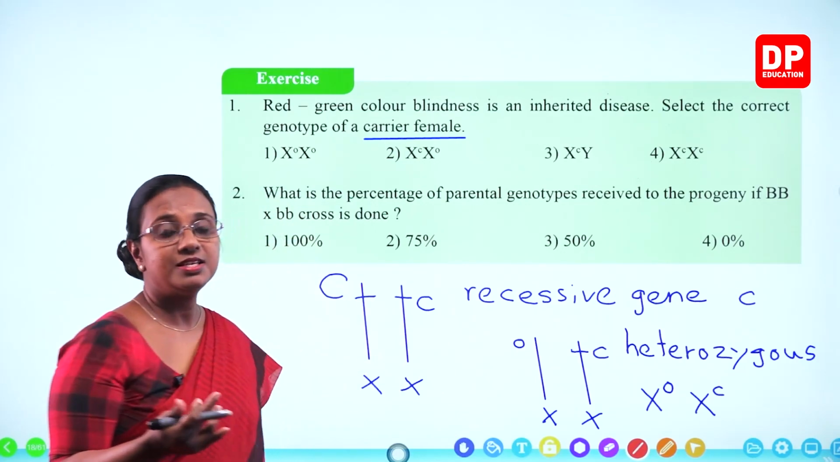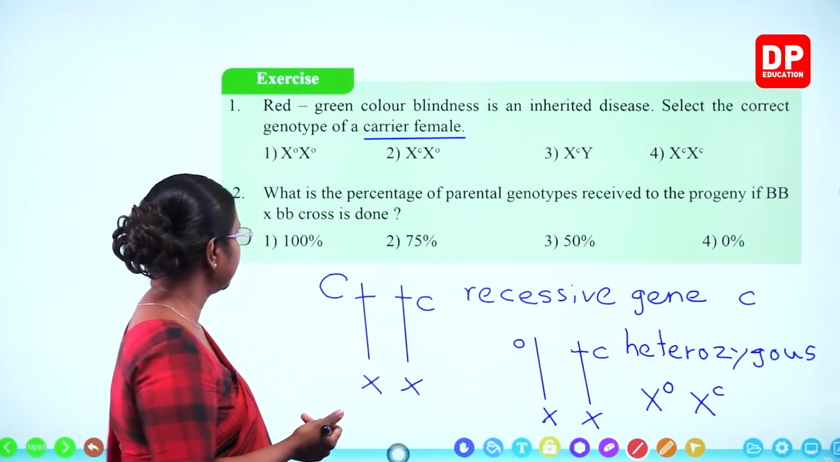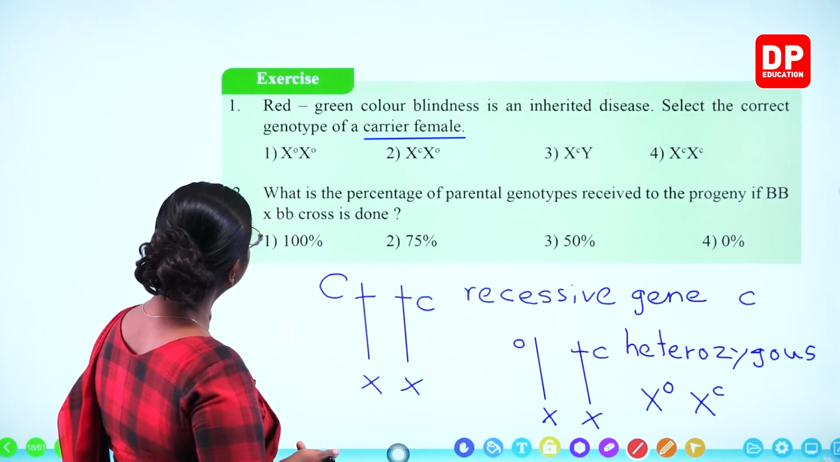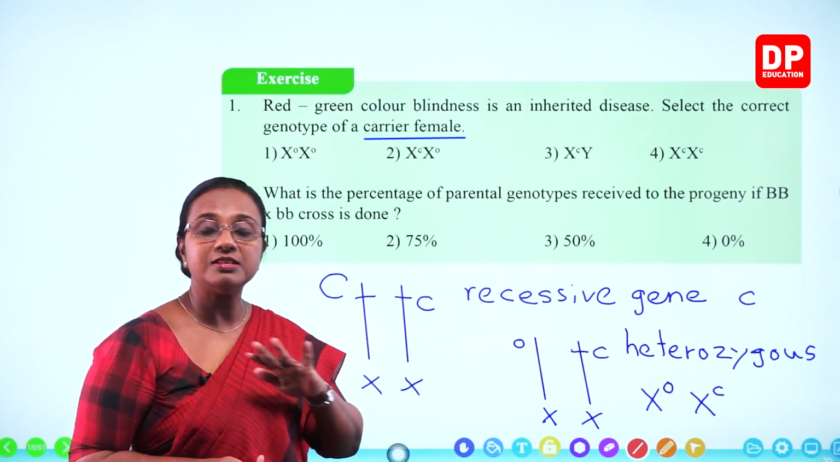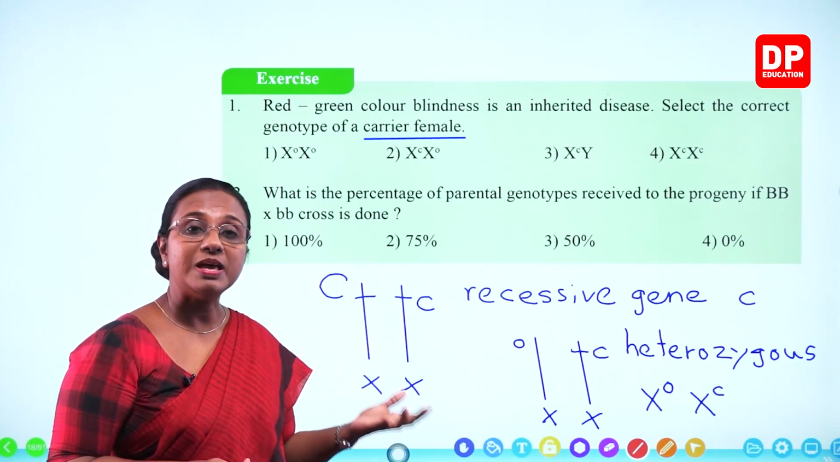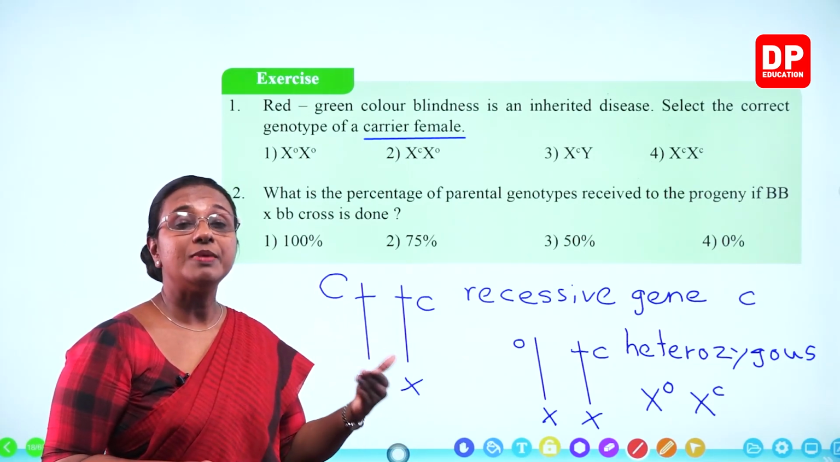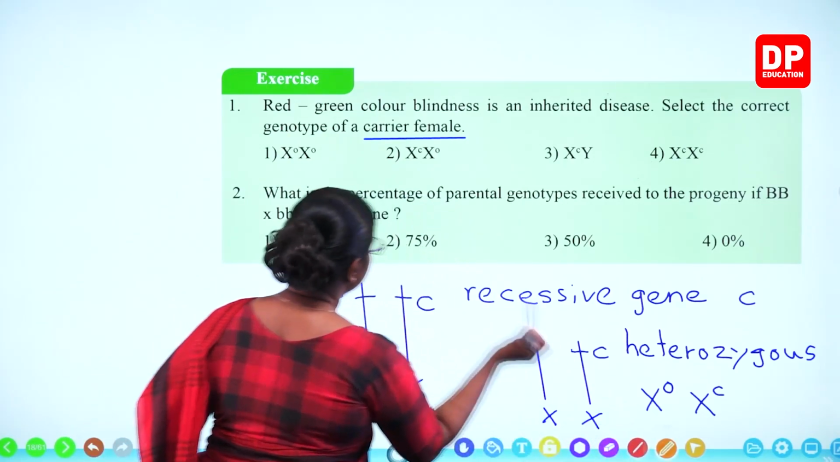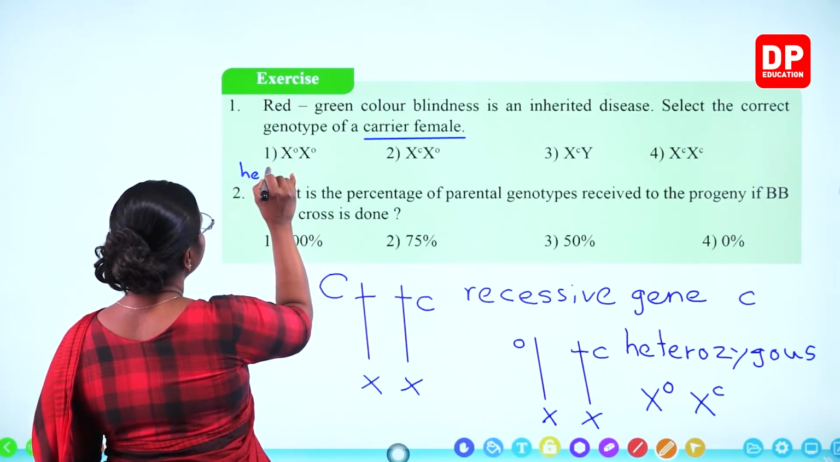So the X and Y situation we don't need to consider. So let's look at the answers. Now X0, like I said, there are no recessive genes. So it's basically like having the dominant genes. So that is a healthy individual. So this is a healthy female.